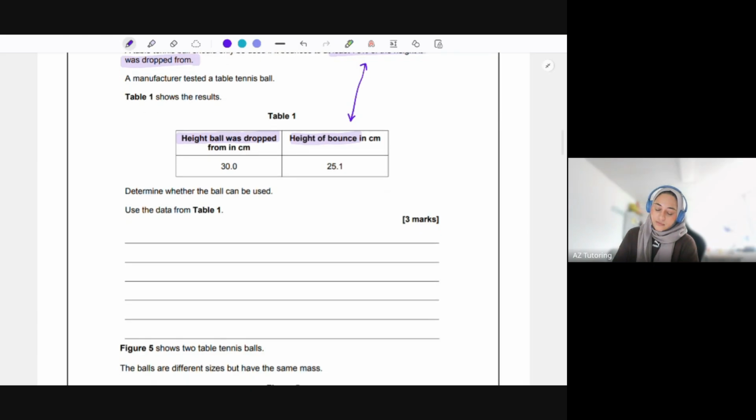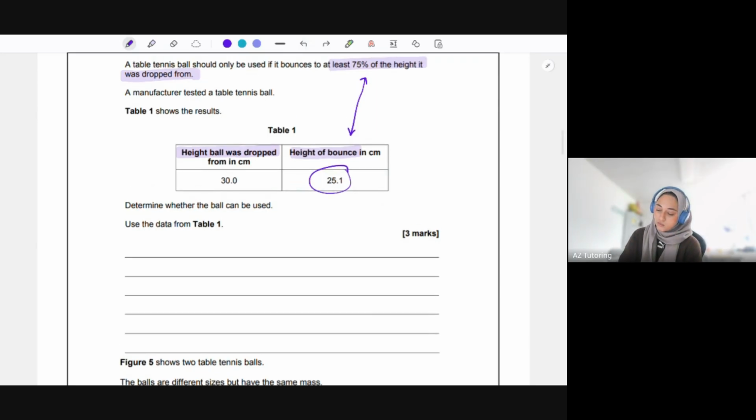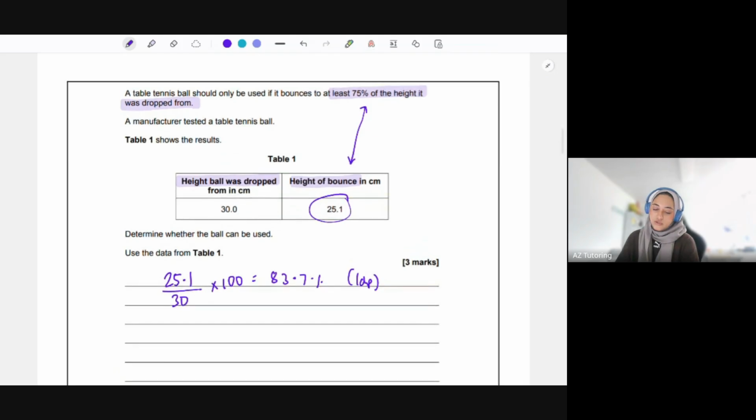So for this, we need to check, is this height of bounce 75% of the height the ball was dropped from. The way we could do that is we could do 25.1, which is the bounce, divided by the height the ball was dropped from, and then times it by 100 to change it to a percentage. That gives you 83.7% to 1 decimal place. And the question said that the tennis ball will be used if it's at least 75%, so meaning 75% or more. So you would just say 83.7% is more than 75%.